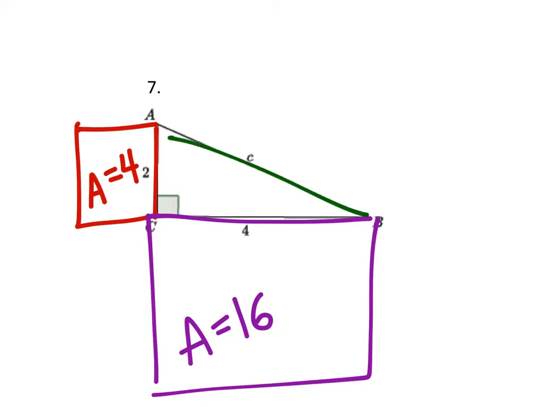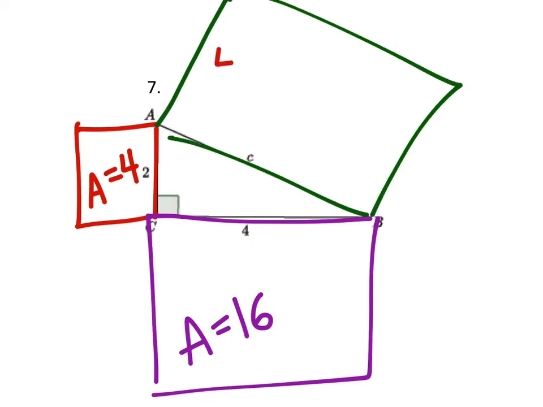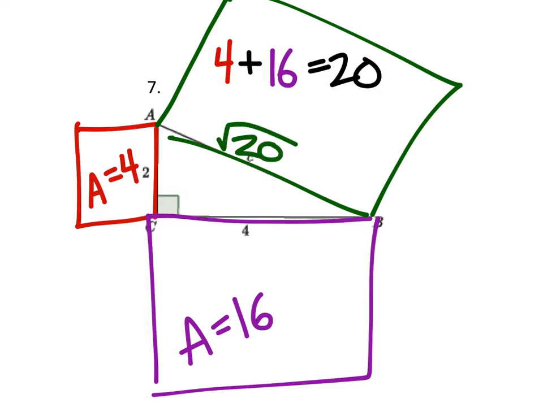So the hypotenuse, if we were to square it, would be the 4 plus the 16, which is 20. So the length of the hypotenuse is the area, 20, but we're going to take the square root of that. Square root of 20, that is all.